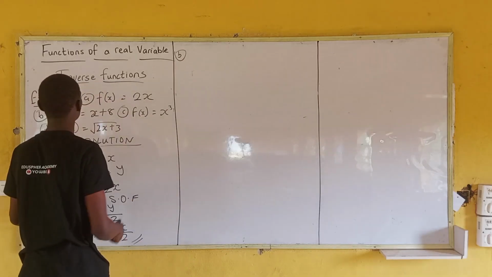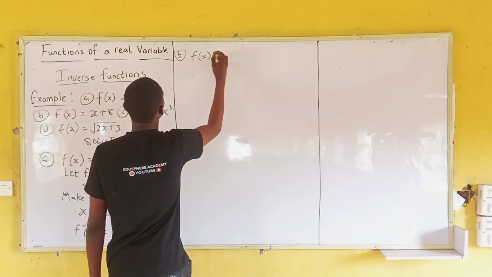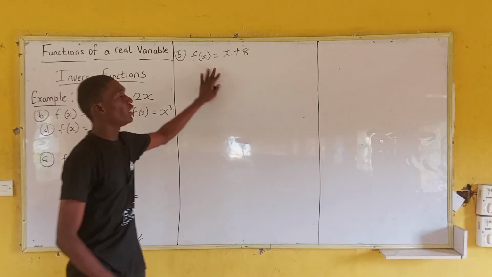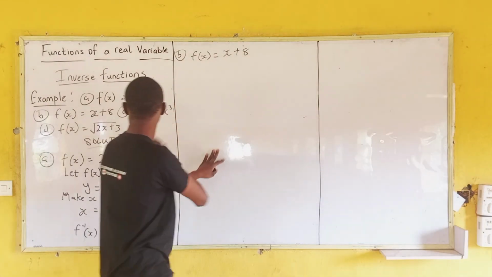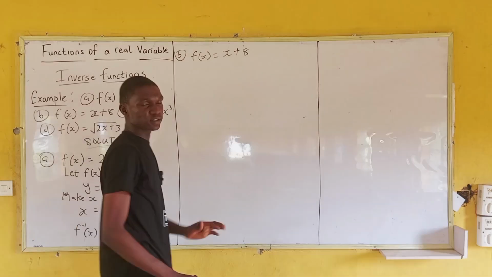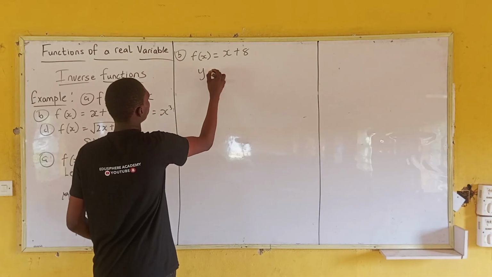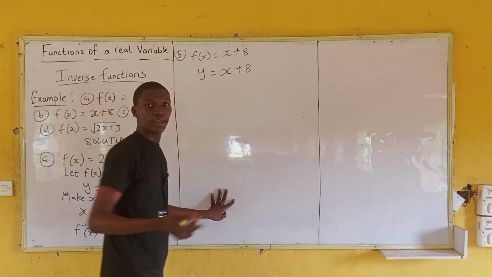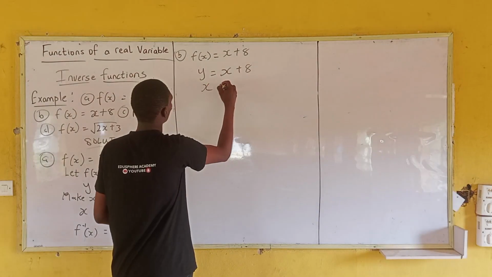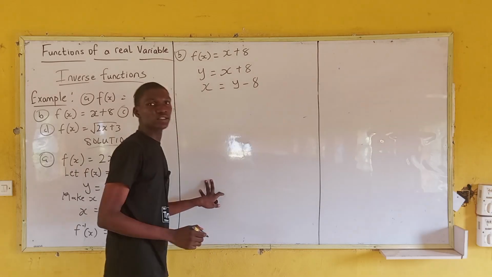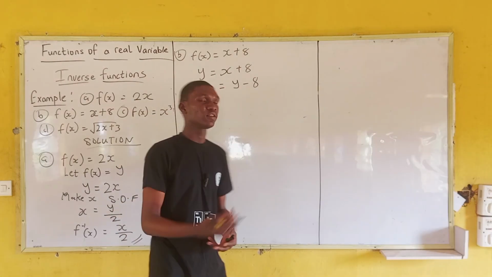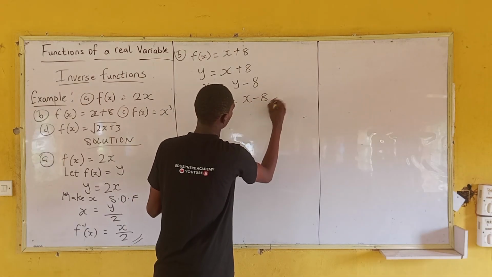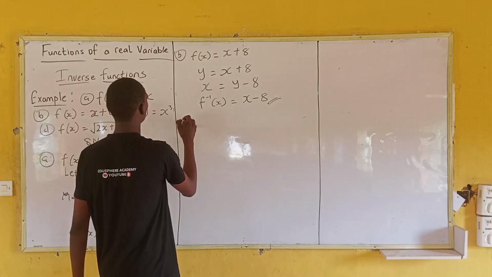B. We are given f of x is equal to x plus 8. Given this type of function and asked to find the inverse function, following the same steps, you say let your f of x be y. So y is equal to x plus 8. We now make x the subject of the formula. Therefore, our x will be equal to y minus 8. When you now want to write it, the f inverse of x will be x minus 8. And that will be our answer. Moving on to the third one.